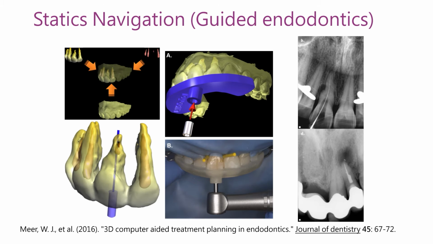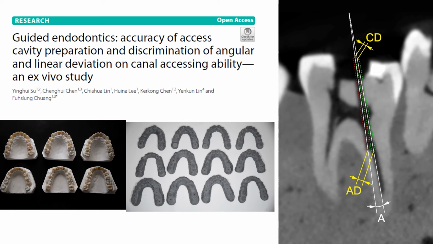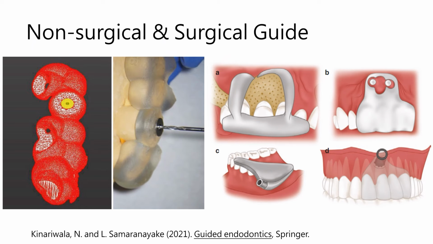So let's see, this was published in the Journal of Dentistry. These are the tools after the CBCT scan. You can see the calcification here and the apical part of the apical pop. They designed a surgical guide and did guided endodontics. And this is my publication also, and I'm just running through it very fast.